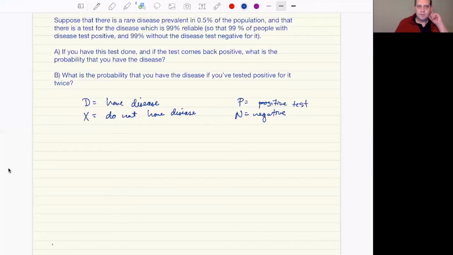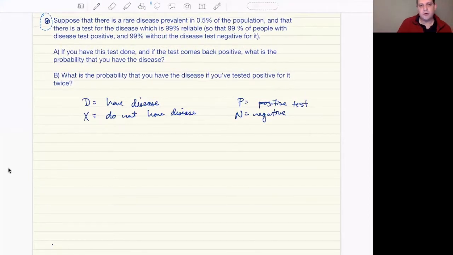All right, in this example, I want to do a medical problem. Stats is particularly useful. I feel like this is a timely problem, but this is one that I would do anyways. So what I want to do is consider a rare disease that's present in the population.